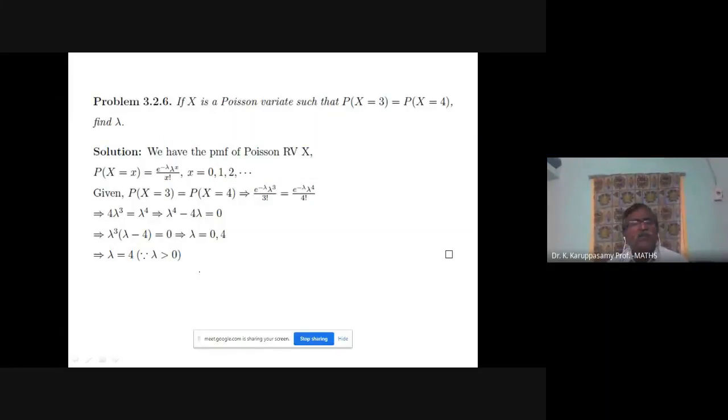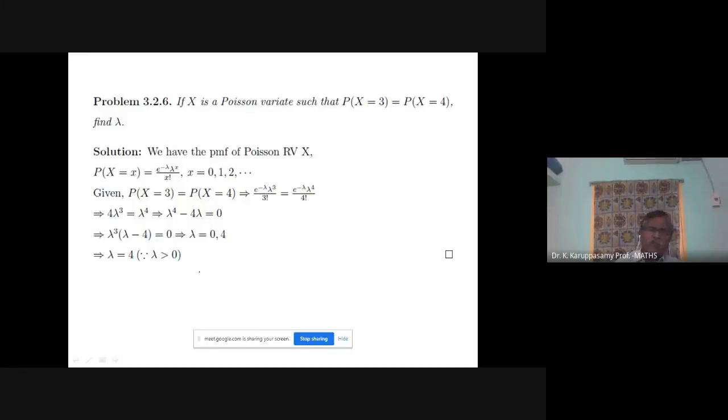Let us discuss this problem. If X is a Poisson variate, Poisson distribution, Poisson random variable, everything is the same, such that probability of X equal to 3 equals probability of X equal to 4. Find lambda. You are asked to find the lambda value. And what is given? Probability of X equal to 3 and X equal to 4 are the same.